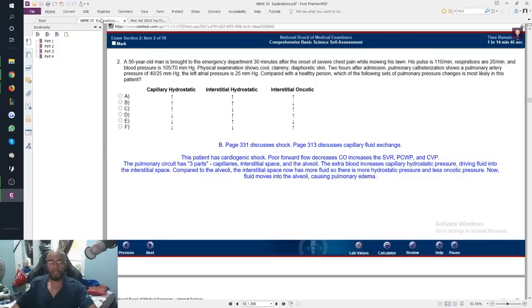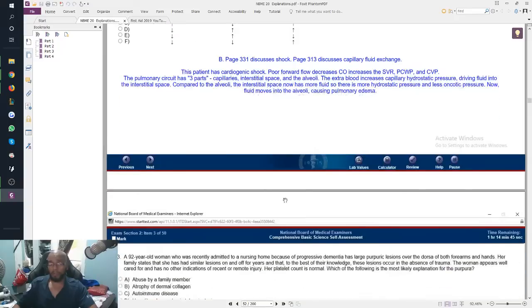And for our question, the answer was B. Capillary hydrostatic pressure will be high, interstitial hydrostatic pressure will be high, oncotic pressure will be low, right, because there's going to be more fluid than protein. This is a fluid problem, this is mostly a blood problem, blood backing up. Alright, so really good explanation right here. Make sure you really understand how pulmonary edema can occur.